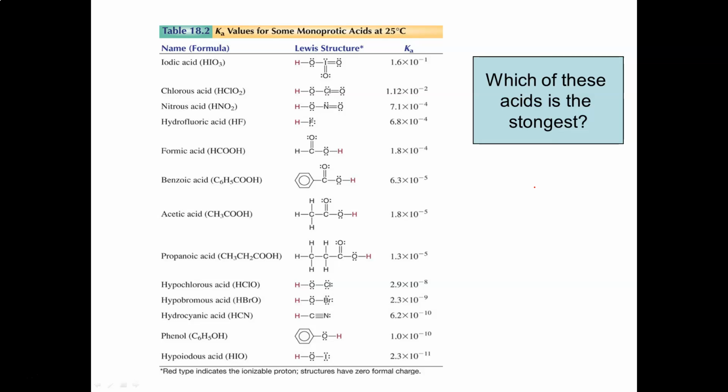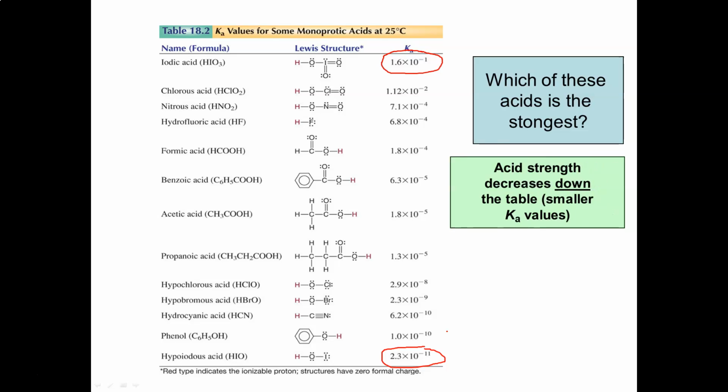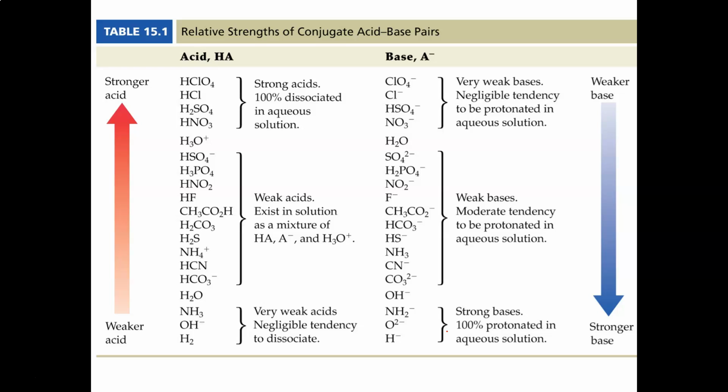So there's a million of them here. Here's a list for you. This is the same list that's in your textbook, I believe, should be in your packet. So here are your Ka values for a bunch of acids, and it asks you which of the acids is the strongest. Based on the last slide, we said the larger the Ka value, the stronger the acid is going to be. So in this case, iodic acid, HIO3, is the strongest, and HIO, hypoiodous acid, is 2.3 times 10 to the negative 11th. That is the weakest. So acid strength is going to decrease going down the table, which means smaller Ka value.